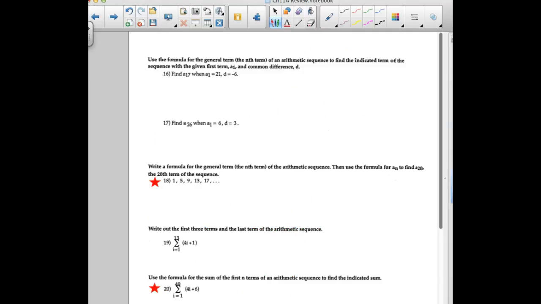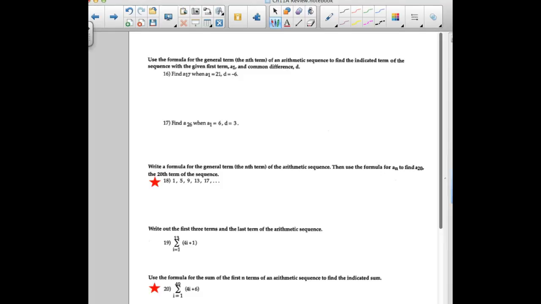Next set of questions says use the formula for the general term, the nth term of an arithmetic sequence to find the indicated term of the sequence with the given first term a sub 1 and a common difference of d. So it says to find a sub 17. We want the 17th term. That means we don't want to generate all 16 terms in front of it. We want to just use our explicit formula to find that 17th term.